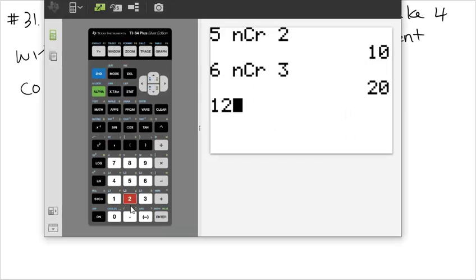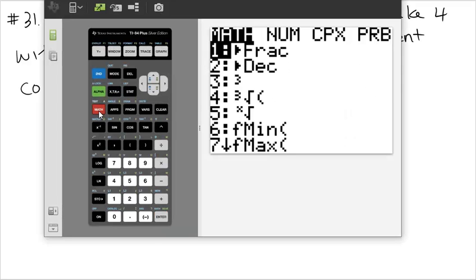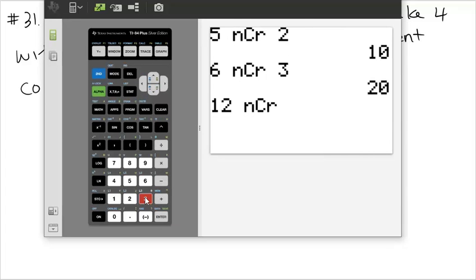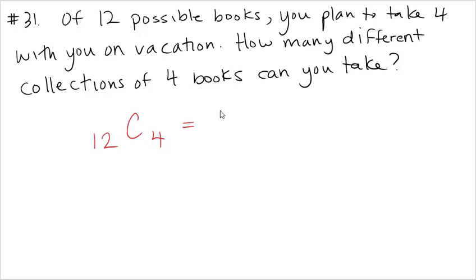So 12, math, scroll to probability, choice 3, and we're selecting 4 of those 12 books. Hit enter. There are 495 different combinations of 4 books that you could select from those 12. So you see why people who like to read have a really hard time deciding what they're going to take with them on vacations, because even if you only had 12 books and you're only taking 4 of them with you, you'd have almost 500 different possibilities.